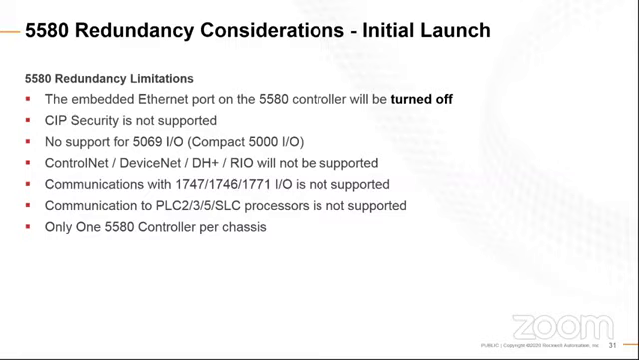We will not be supporting 5069 upon first release. So I mentioned Flex 5000 will be a supported IO. The Compact 5000, which sits with the 5380 IO, will not be supported. You can still do producer consume to the 5380 or other controllers, but you would not be able to put the IO directly onto a redundant L8 platform as part of the device level ring or any other network design that we're doing there.